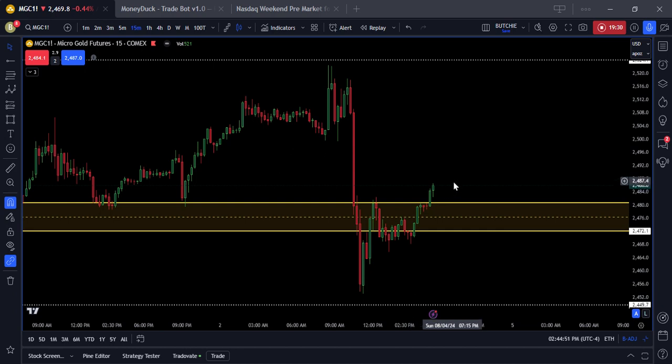So what I would look for in the start of the market is, again, down on a 3 or 5 minute time frame, I would look for it to pull back to that area before going long.